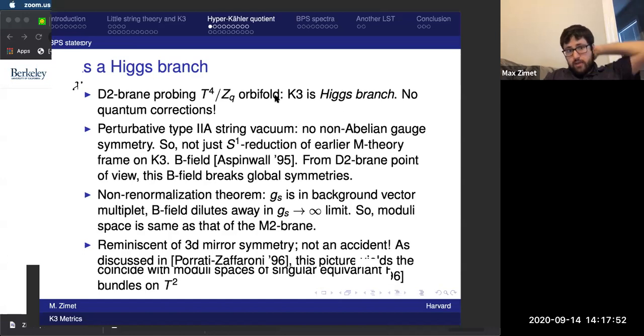Okay, now we're going to study a totally different construction of K3 metrics, where K3 is now going to arise as the Higgs branch of some physical theory rather than a Coulomb branch like it did before. And because of that, there's a non-renormalization theorem and there are no quantum corrections. So the setup will just be a D2 brane probing a T4 mod ZQ orbifold. And in particular, this is going to be a perturbative string vacuum.